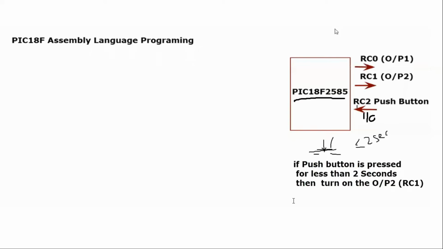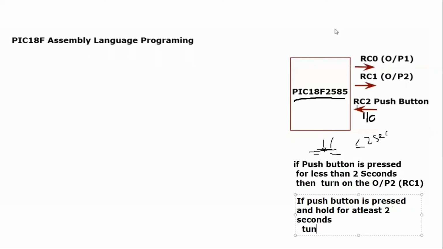But what if your push button was pressed and held for at least 2 seconds? Remember the duration here is 2 seconds. Then what will happen? Turn on output 1, or the RC0 pin.